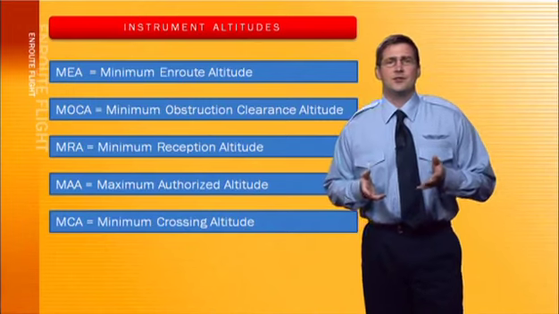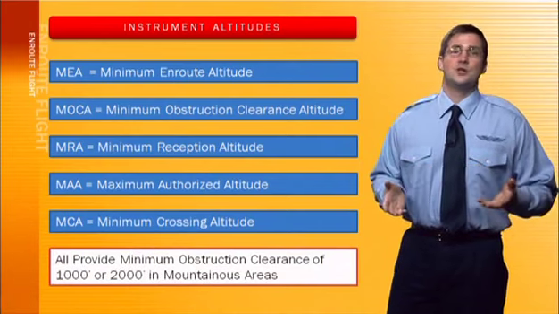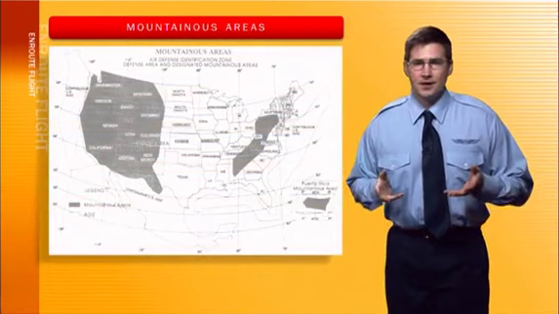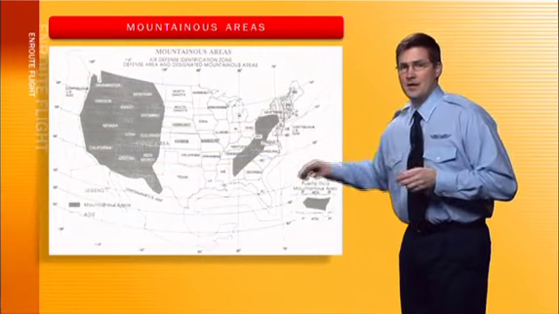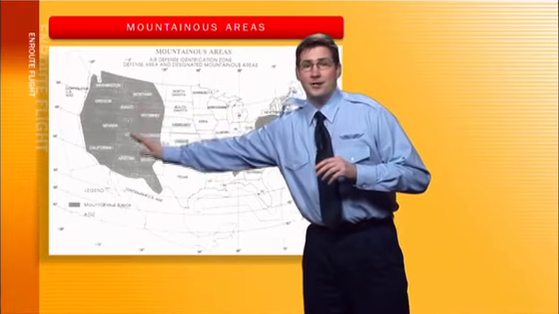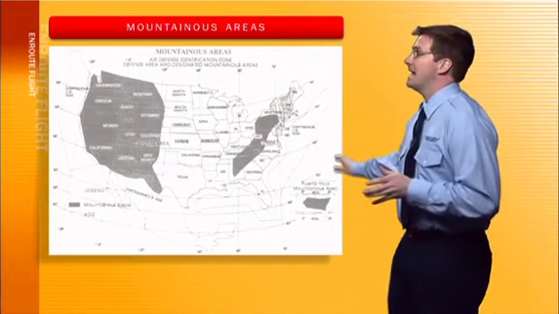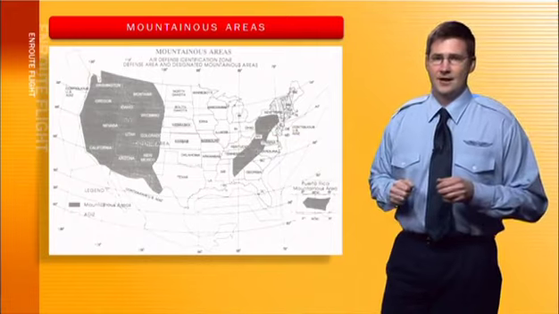Now, all of these altitudes provide us with a minimum obstruction clearance of 1,000 feet or 2,000 feet in mountainous areas. You distinguish mountainous areas with this chart provided by the FAA showing mountainous areas here. Notice the entire western United States is actually considered mountainous area, shown with this shading. In the eastern U.S., the Appalachian Mountains are the only areas that are covered with a similar gray shaded area.